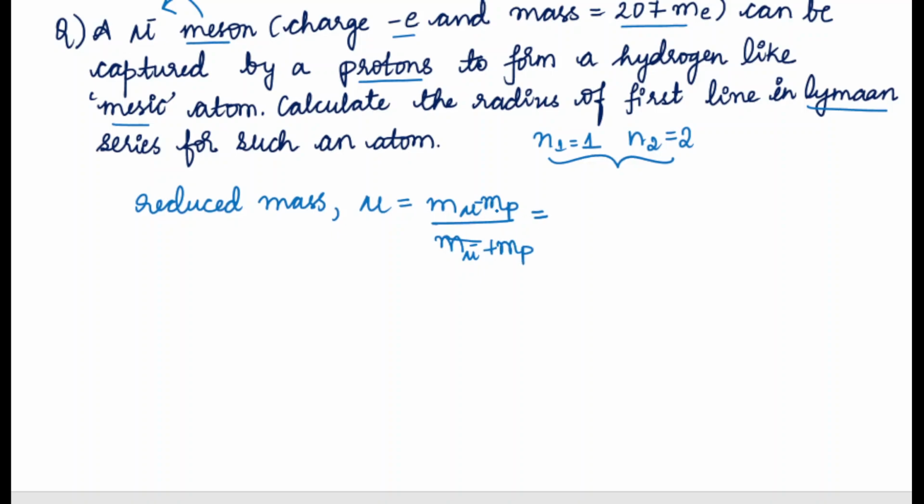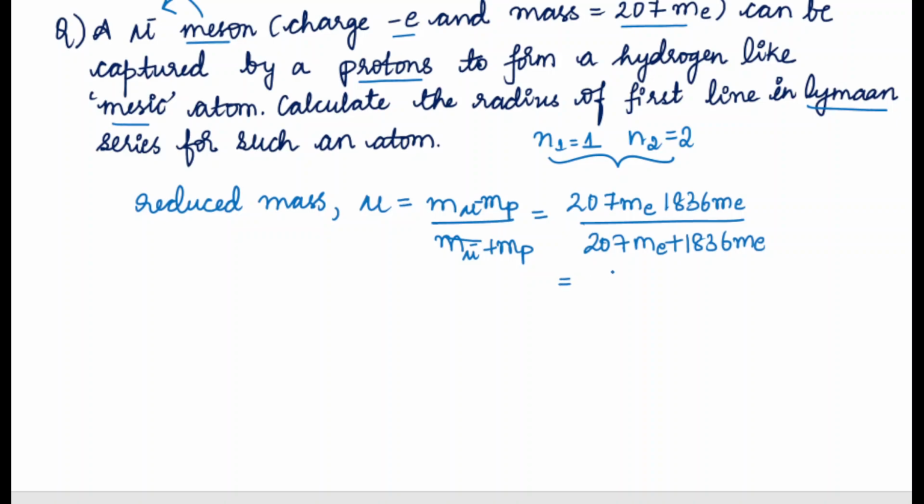Now the mass of the muon is given in terms of the mass of the electron, so we will substitute that value. It is 207 times the mass of an electron, multiplied by the mass of a proton, which is 1836 times the mass of an electron, divided by 207 times the mass of an electron plus 1836 times the mass of an electron. On solving this, we get the solution to be nearly 186 times the mass of an electron. Now they have given the radius.